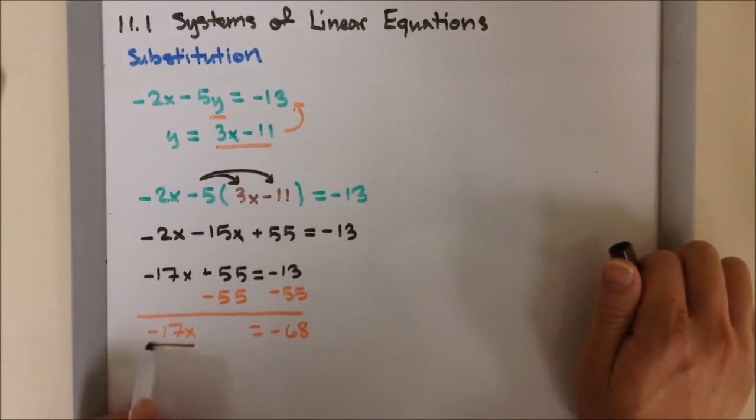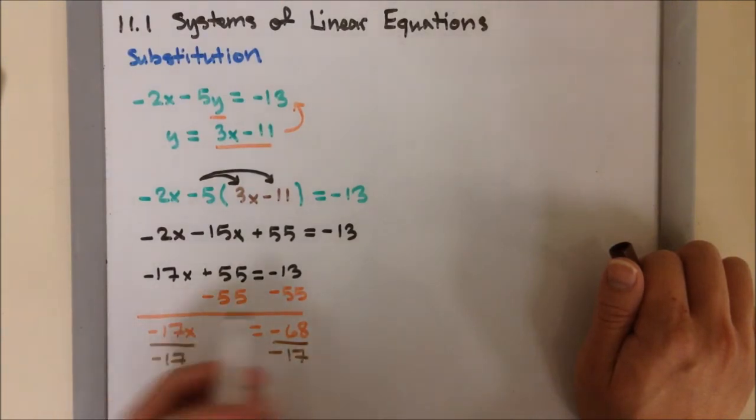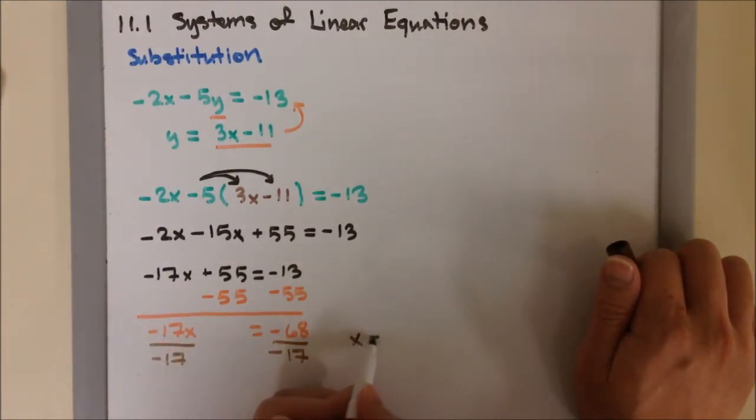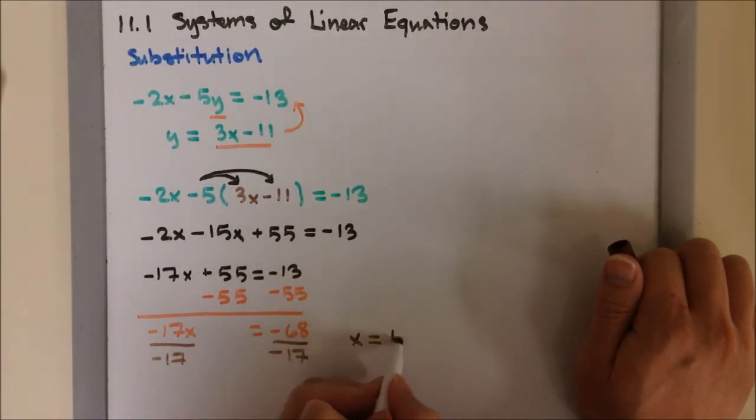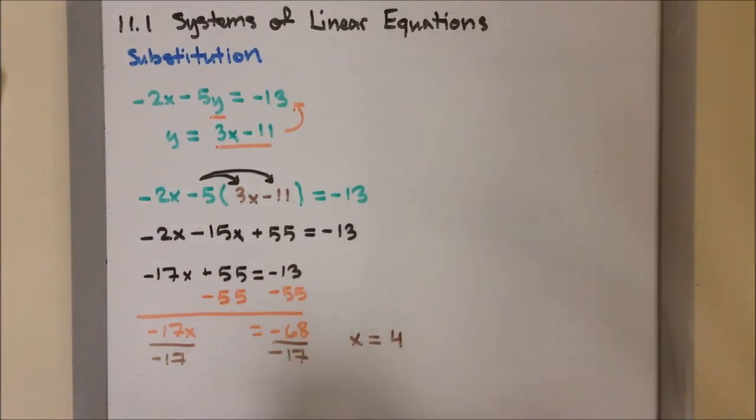So I'm going to divide both sides by negative 17. So I'm going to have x equal, and I'm dividing negative 68 by negative 17. That's going to be positive 4. So x equals 4. But I'm not finished. Now we need to solve for y.